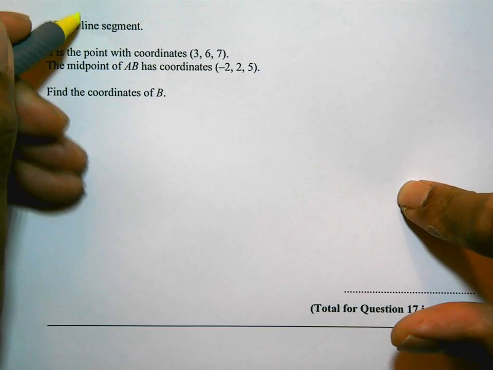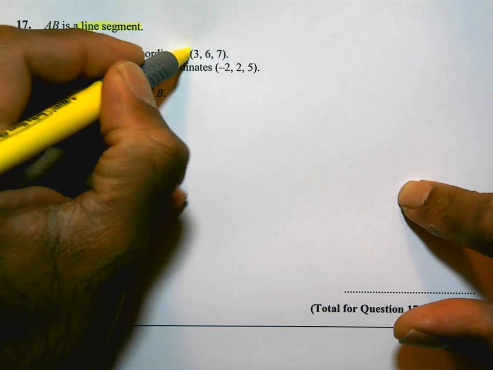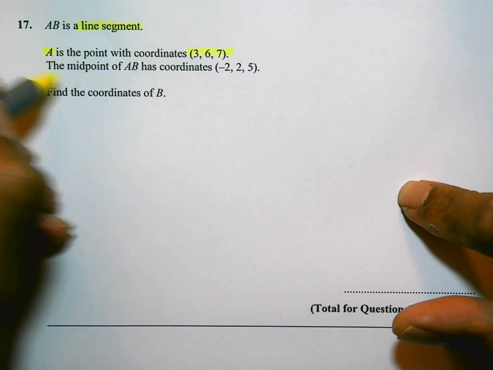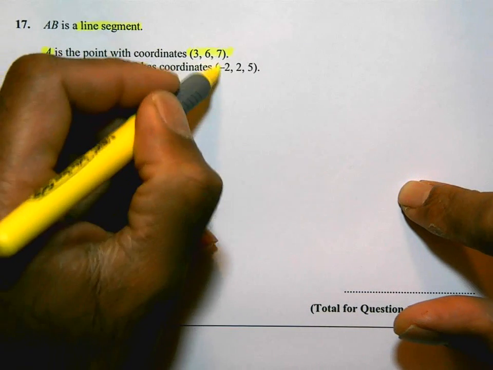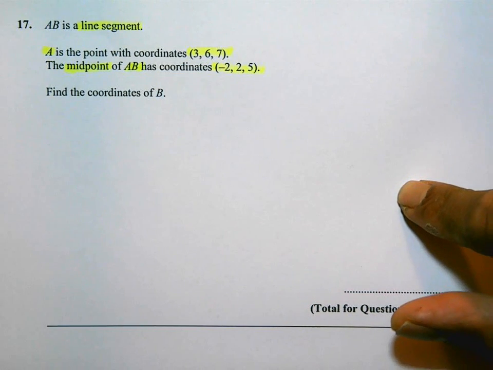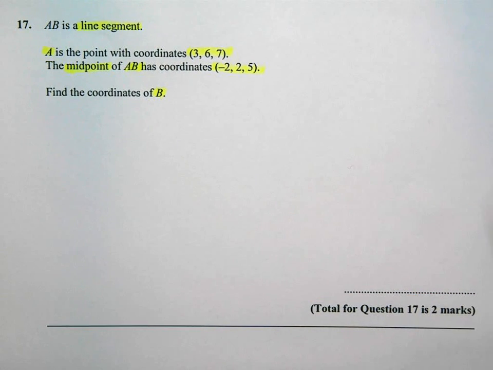So it's a line segment, and A is a point with coordinates 3, 6, 7, and the midpoint of AB has coordinates -2, 2, and 5. They want us to now find the coordinates of B. So this type of question has come up often in the past, and this question is actually a slight variation of what's come up before.